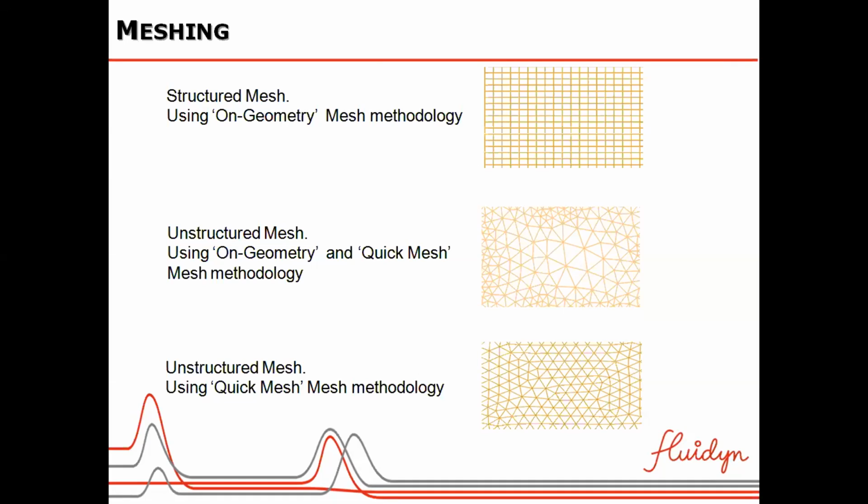There, it may have n number of curves and edges which are not easily separable. That means a user can go with the unstructured mesh. And in unstructured mesh itself, we have two algorithms, one is on geometry and the other is quick mesh. What is the meaning of quick mesh? We have a simple algorithm to create the unstructured grid, that means with the minimum user interference, you can create a mesh.